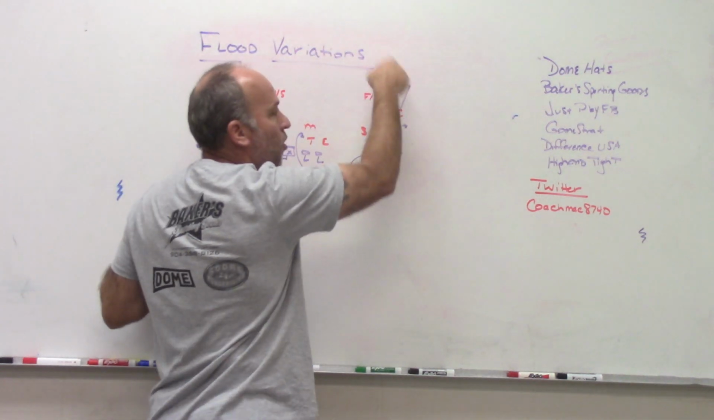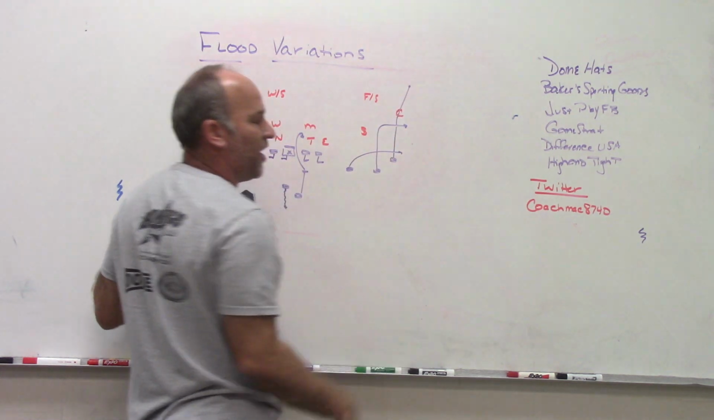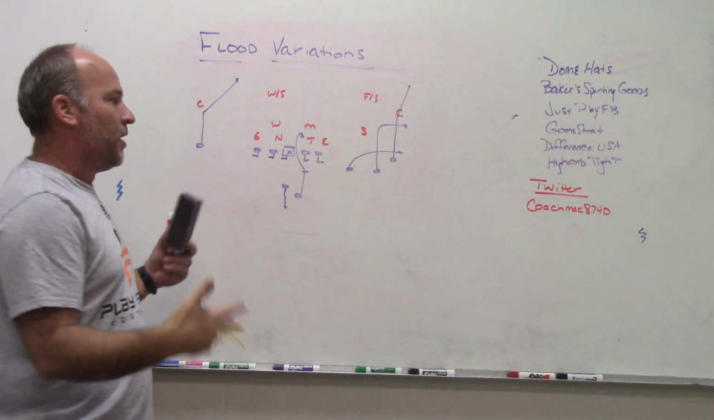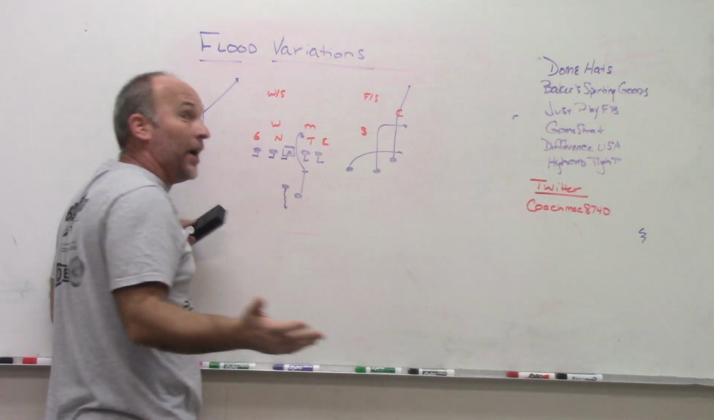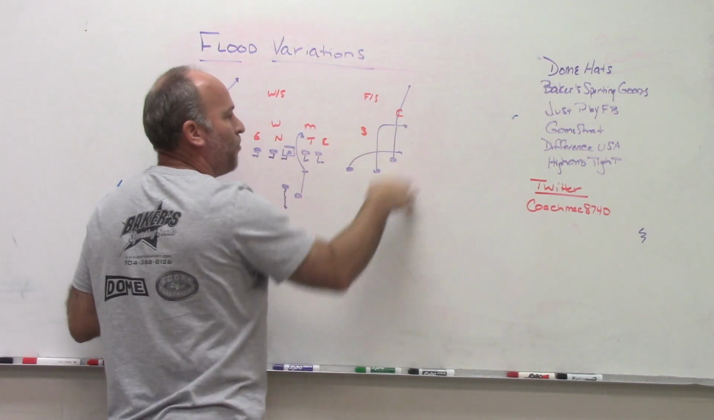One could be on a go or skinny post. Either way, that's fine. Two's on the 12-yard sail. The old Air Raid people, you'd hear them talk about Y sail, or it's a version of that play in general. It's a flood theory. And then three would be, all right, the low part in the flat.